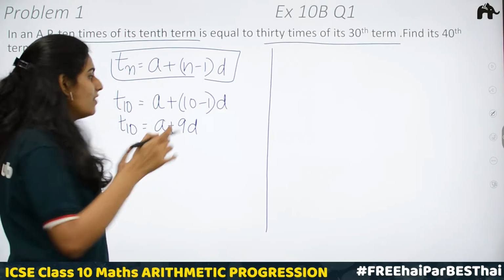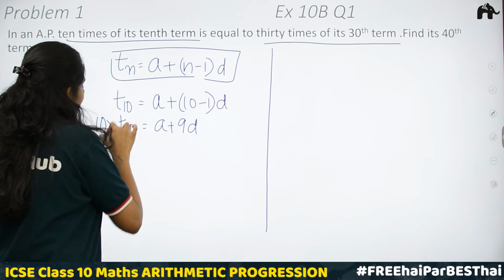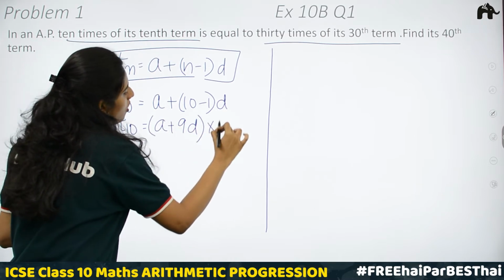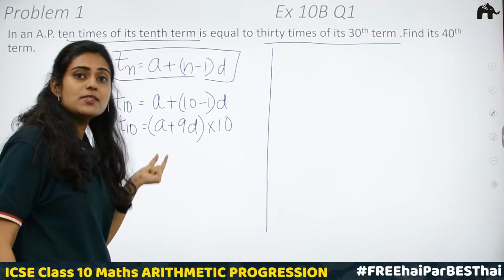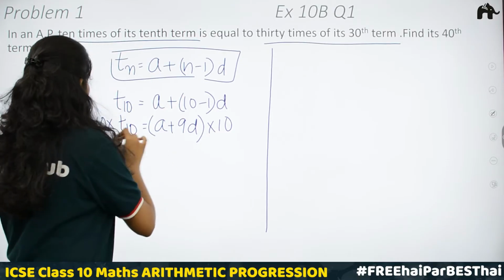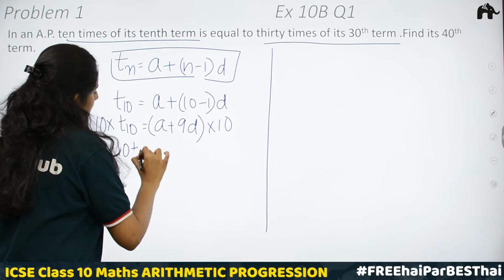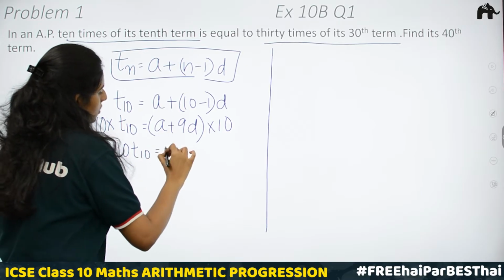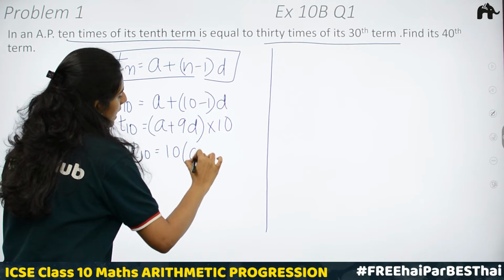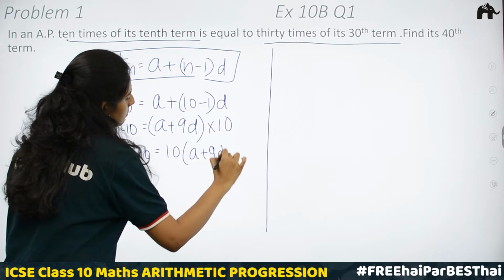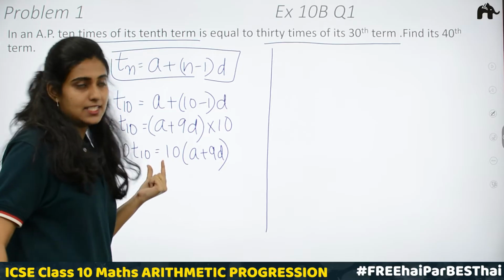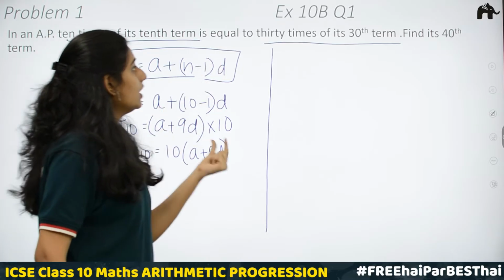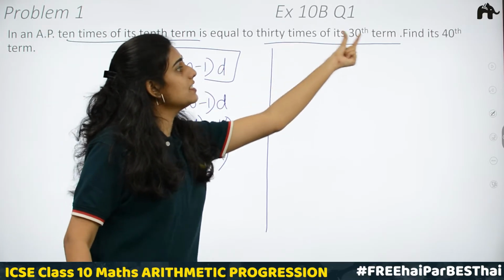10 times, we have to multiply 10 on both sides. Okay, this is how you get 10 times the 10th term. That is 10 T10 is equal to 10 into A plus 9D. Okay, we got 10 times the 10th term. Next is equal to 30 times its 30th term.